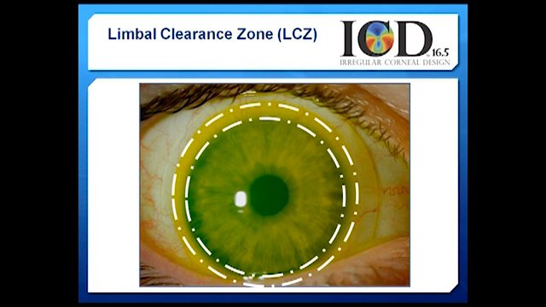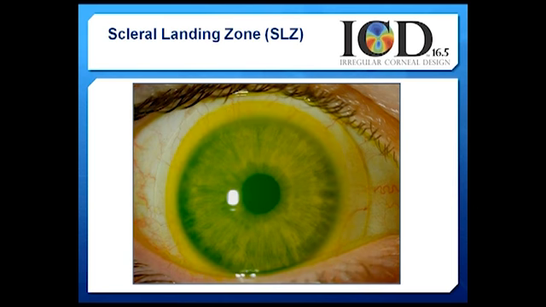So the first two things that we want to see are the central clearance zone, where we want to clear the corneal tissue, and the limbal clearance zone, where we want to clear the limbal area of the eye anatomy.